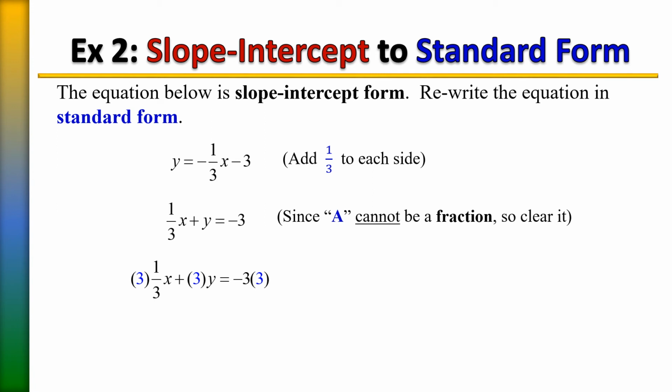Next, let's go ahead and do our cancellations. Anything on top that's the same as the bottom, we can cancel out that common factor of a 3 from the first term. Once we do that, that's going to leave us with x plus 3y equals, and let's see, negative 3 times positive 3 is negative 9. So our equation in standard form would be x plus 3y equals negative 9. And there you have it.